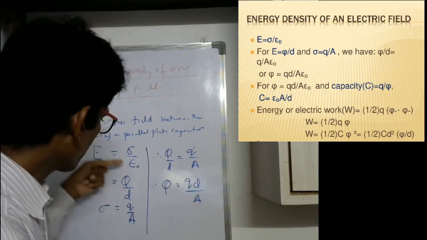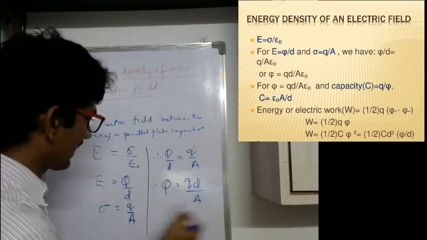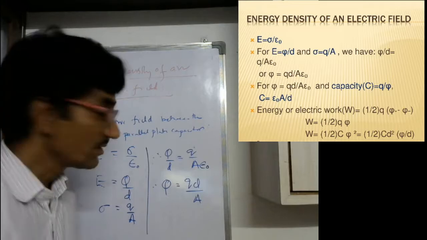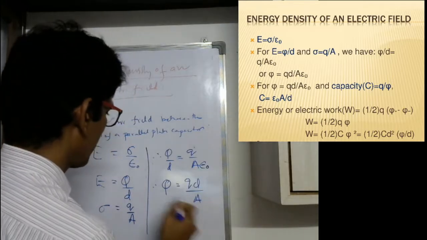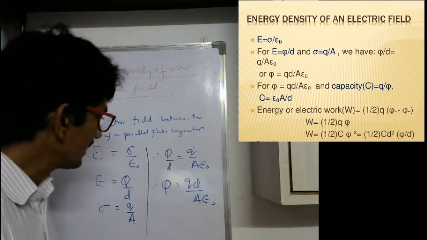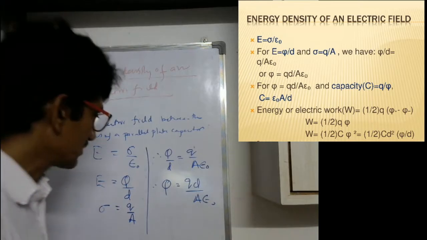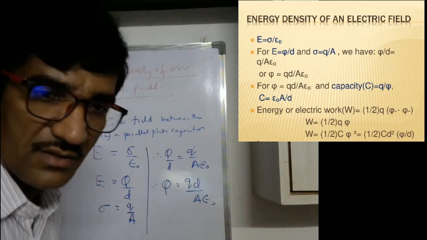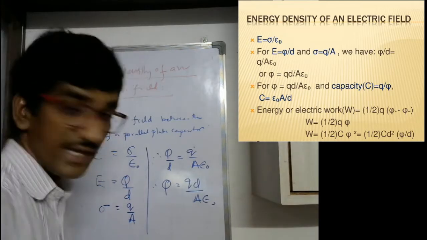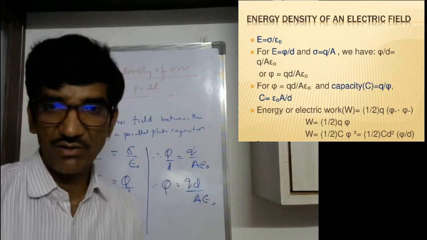Again, here we have epsilon naught, so here also we have to write epsilon naught. So now what is the potential? Phi is equal to QD by A epsilon naught. The potential corresponding to this electric field is QD by A epsilon naught. You can see all these things on the slide also.